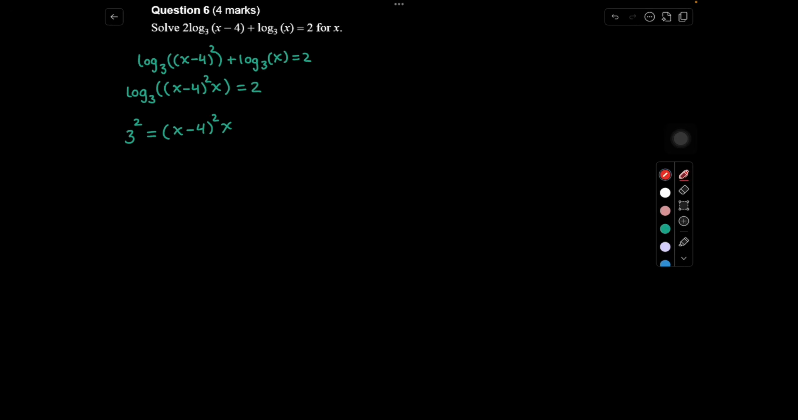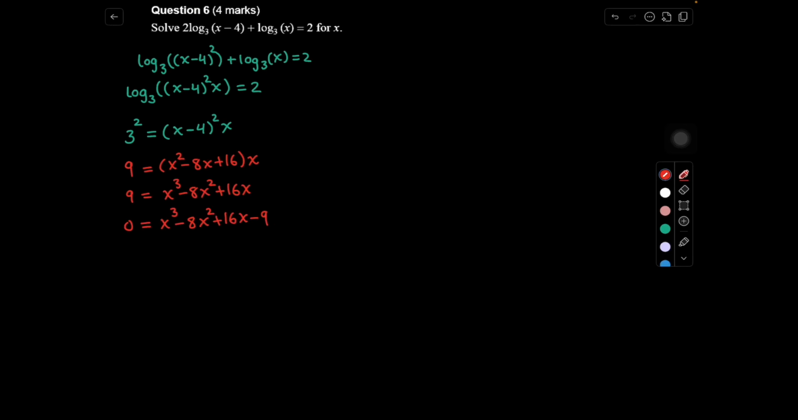Now that we've done that, our logs are gone, and we have a different type of equation that we have to work through. So we have 9 is equal to x squared minus 8x plus 16. So I just expanded that square bracket. And then we get 9 is equal to what we have there. We can move everything to the right hand side. So minus the 9 across. And now we get a cubic.